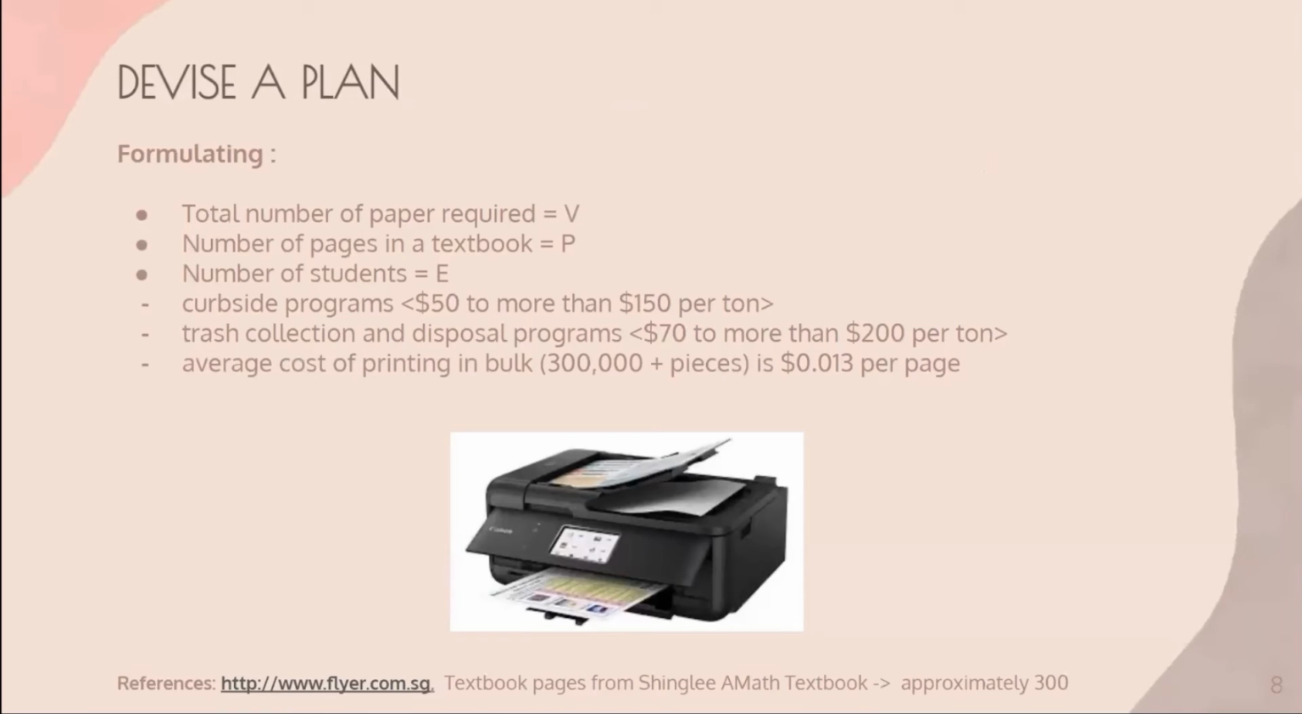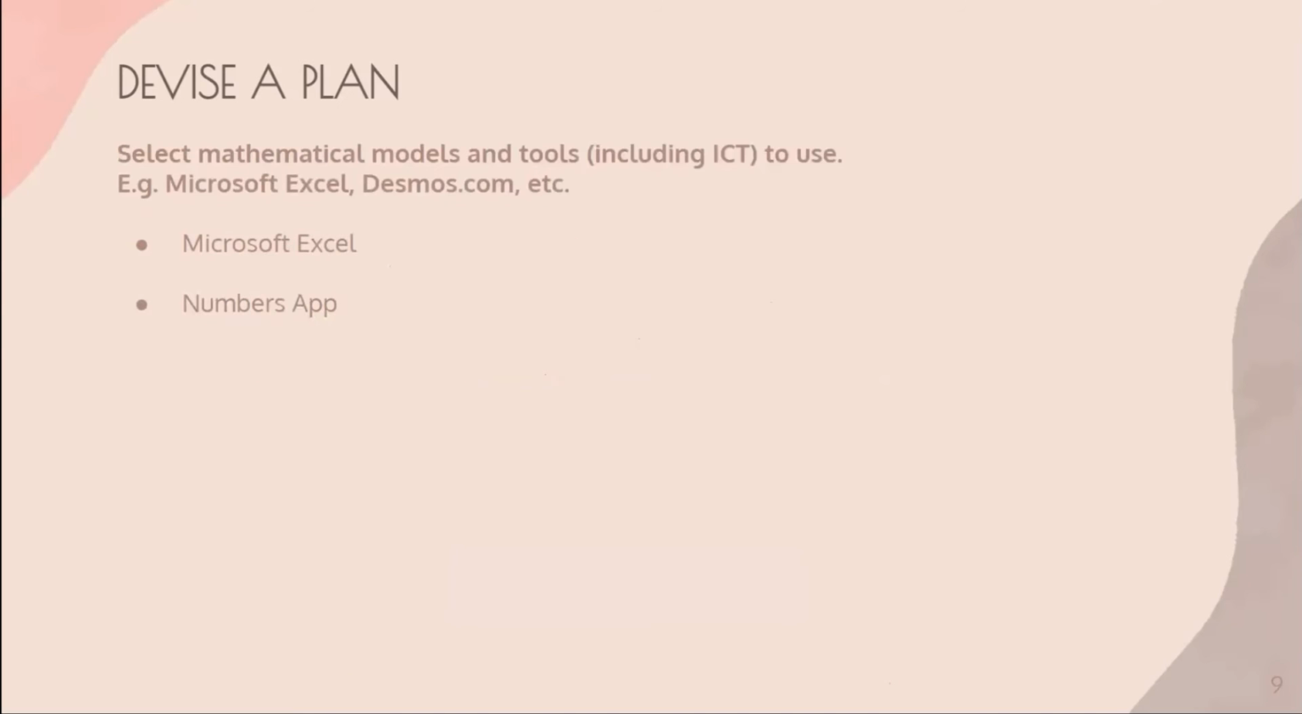Next, we had to formulate and devise a plan. We used codes with different meanings to differentiate them. V represents the total number of pages needed. P represents the number of pages in the textbook, and E for the number of students. We use two different ICT tools to aid us in this program, helping us form graphs and charts. They are Microsoft Excel and the Numbers app.